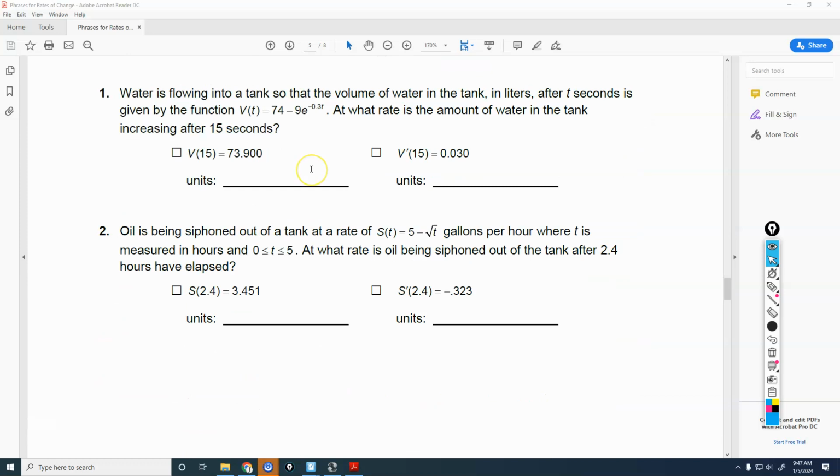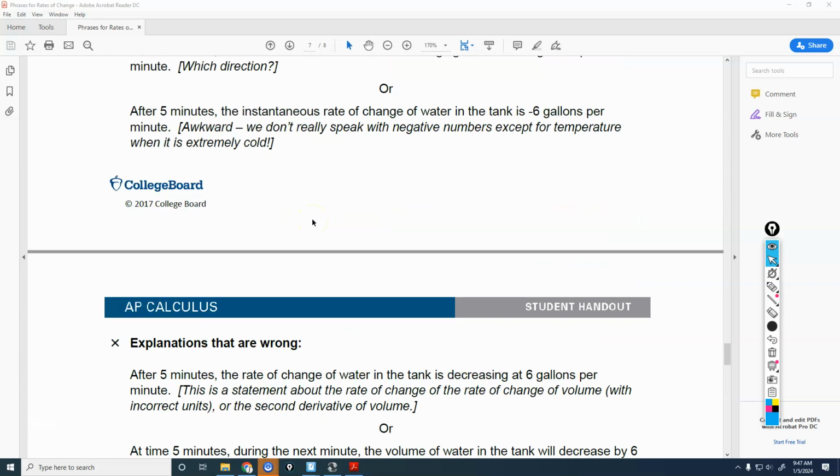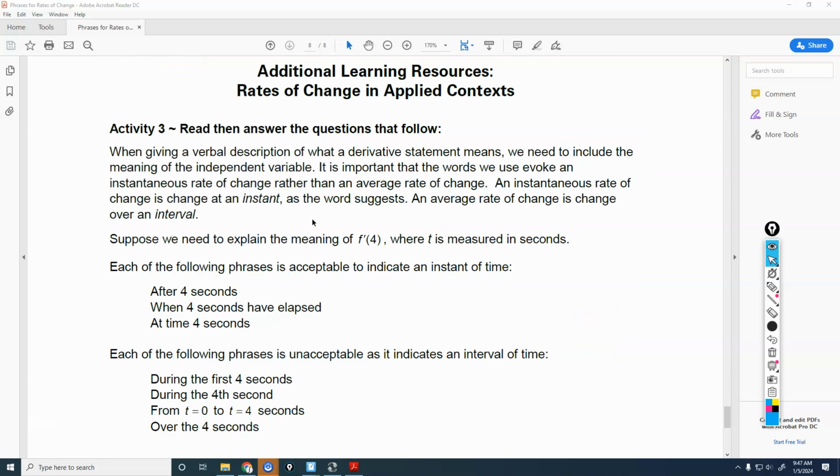You can stop at that oil is being siphoned out of a tank question, the one that's called number 2, which the back side of that page really doesn't have any work on it. That leaves you, you don't have to do the very last page. We will do it probably at the beginning of class on Monday. So just a little bit on that to think about.